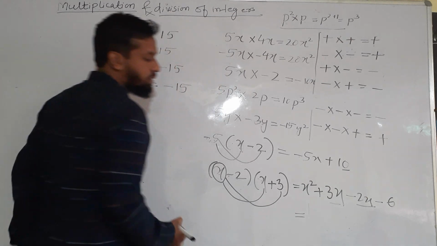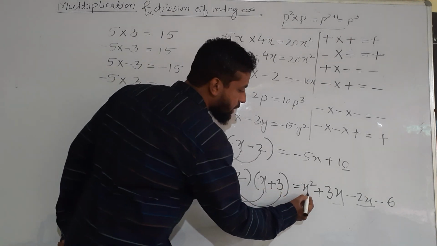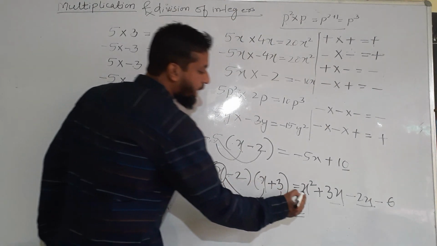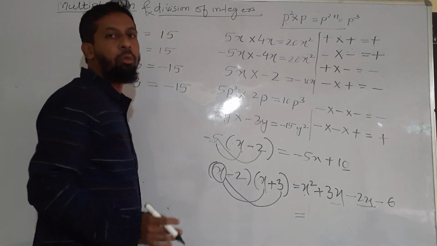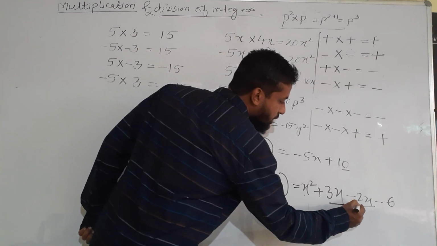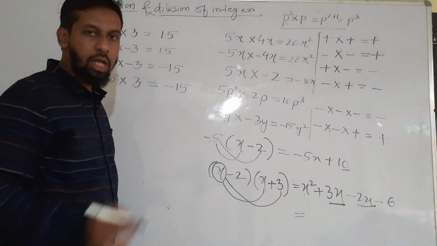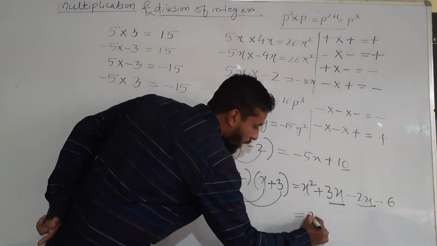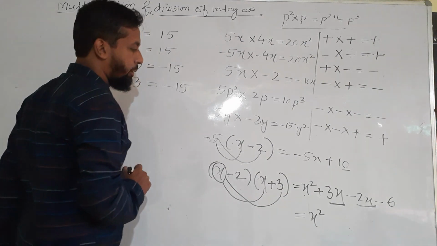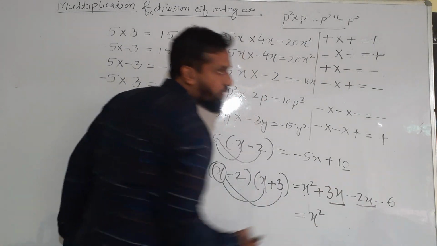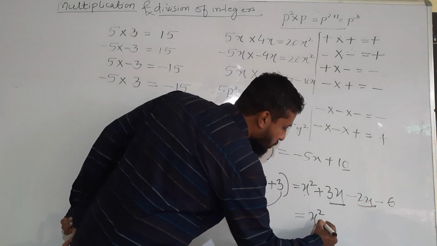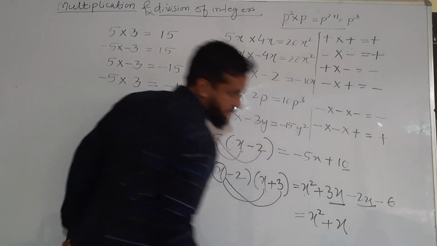Now see, some students do mistake here also. X square plus 3x, they will write 4x or 4x square. That is wrong. We cannot add x square and 3x. Both are unlike terms. We can solve 3x minus 2x. So those are like terms. So this x square will be as it is because we don't have another term of x square. But we have two terms of x that can be solved. So 3x minus 2x will give you plus x.